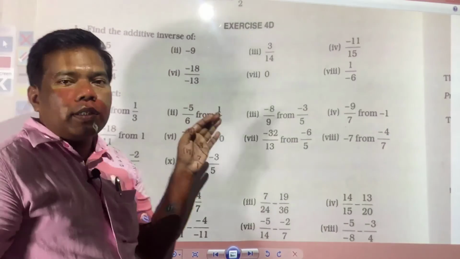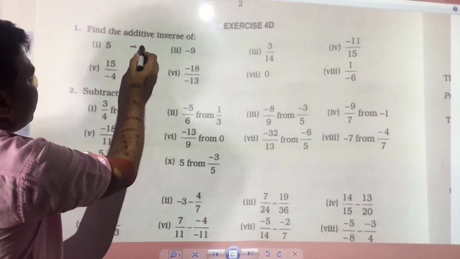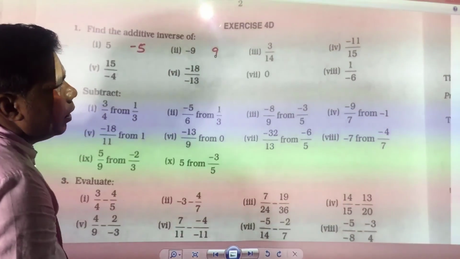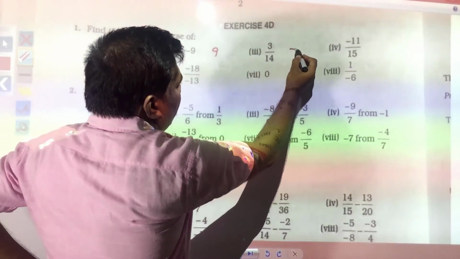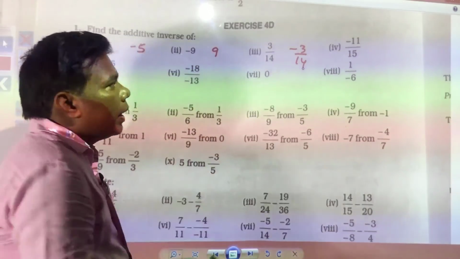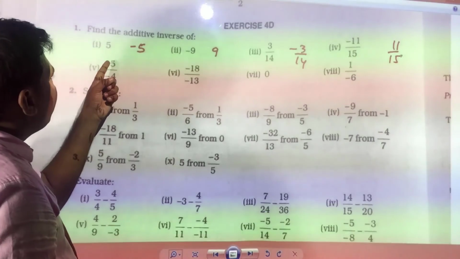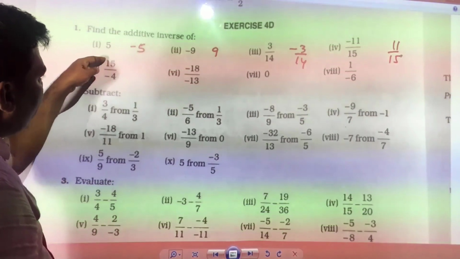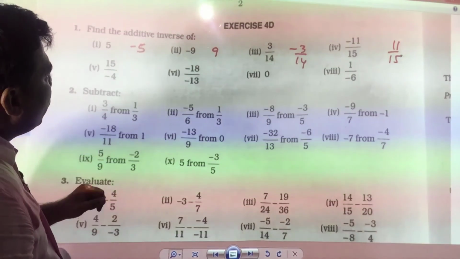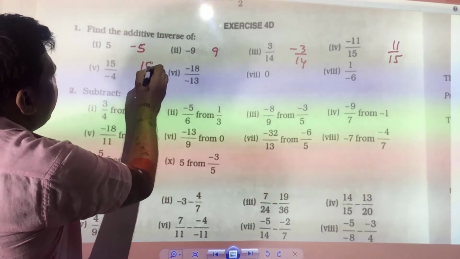Find the additive inverse, which you have already seen. So, the additive inverse of 5 will be minus 5, additive inverse of minus 9 will be 9, additive inverse of 3 by 14 will be minus 3 by 14, additive inverse of minus 11 by 15 will be 11 by 15. For 15 by minus 4, this is required to be converted to standard form, so this will be minus 15 by 4, and the additive inverse of this will be 15 by 4.